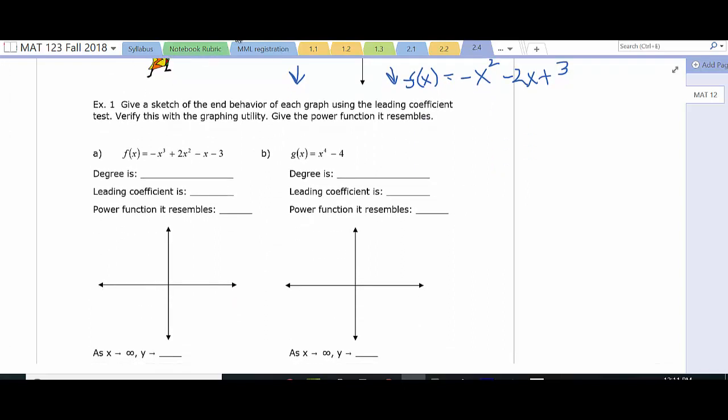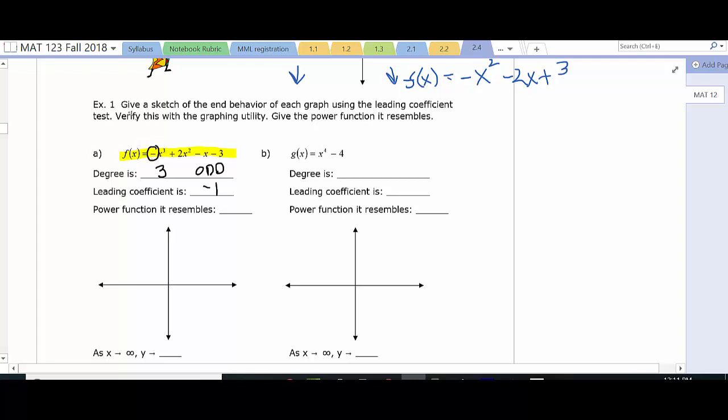So first of all, on this first example, this is the polynomial. The degree is the highest power. Okay? So the degree is 3, and that's odd. So that's going to tell you the graph either does this or it does that. That's all we care about. The leading coefficient is the number in front of the highest power, so that's -1.